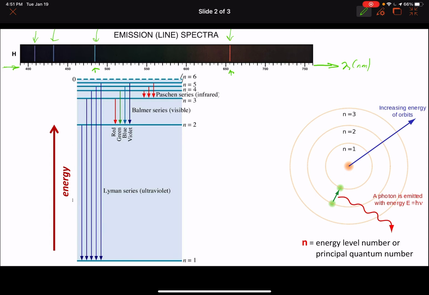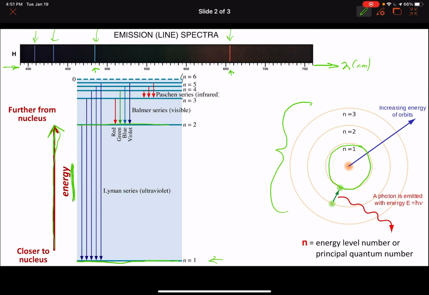These emitted photons are shown here, using a model that applies these ideas from Bohr to an energy scale. So here's our energy scale increasing as we go up the slide. The n equals 1 closest to the nucleus would be at the lowest energy point. So this corresponds to this energy level. An electron existing there would be on the n equals 1 principal quantum number level.